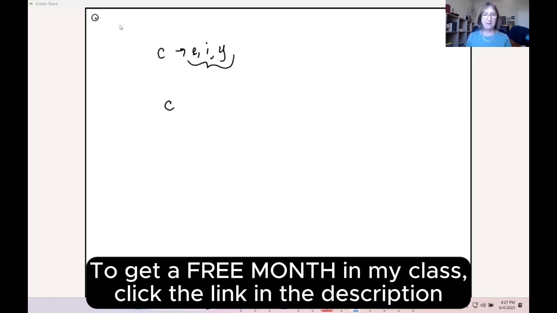Any other letter. Now, this is what I see being taught incorrectly sometimes by well-meaning teachers. Sometimes they will say, if a C has an E, I, or Y after it, it's going to say S. But if it has an O or an A after it, it's going to say K.